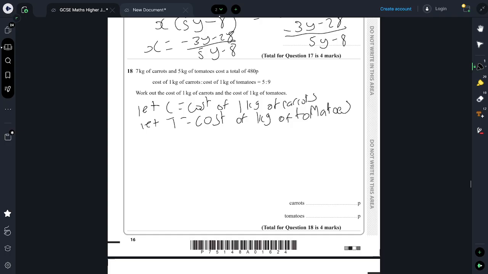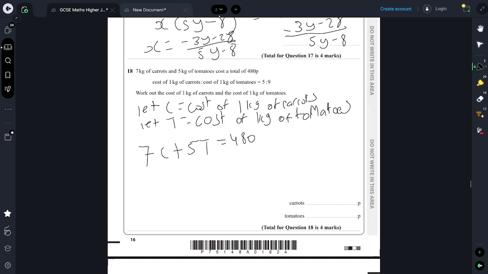But anyway, 7 kilograms, well, that's 7 lots of 1, isn't it? So 7 lots of C is going to give us the cost of 7 kilograms of carrots, right? And 5 kilograms of tomatoes is going to be 5T, 5 lots of 1. And it's telling us that's 480p, or just 480. That's the equation here. But we also need another equation, right?